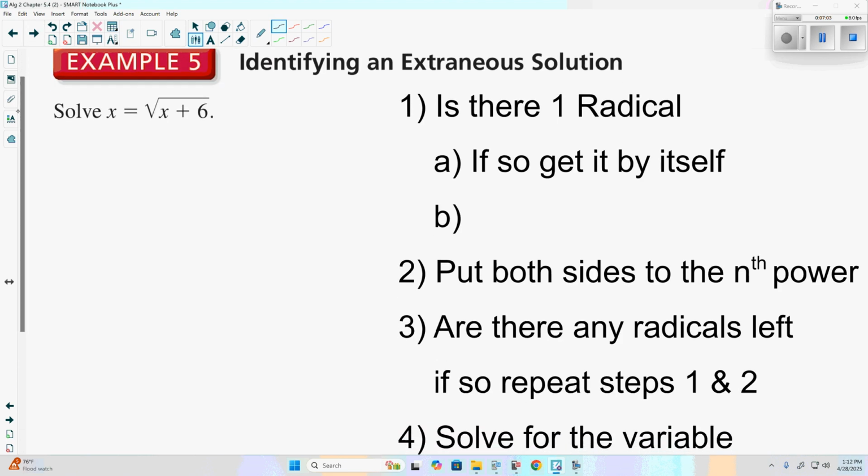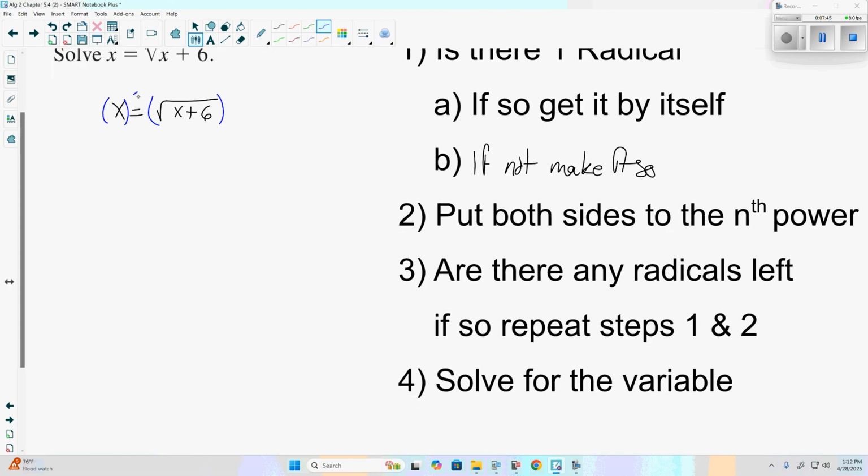All we're looking at today is solving these here. So these steps for solving, we've had them already. We had these on Thursday. 1, is there one radical? So if we look at this problem here, I'm just going to rewrite it. X equals the square root of x plus 6. Is there one radical? Yes. So get it by itself. Is it by itself? Yeah. Okay, so put both sides to the nth power. Well, the nth power, in this case, would be 2.